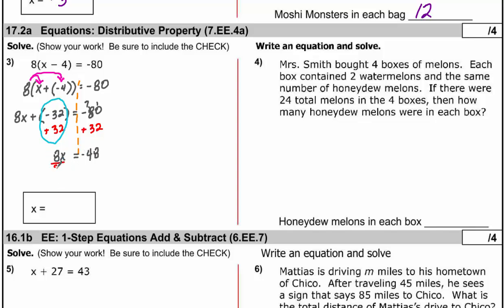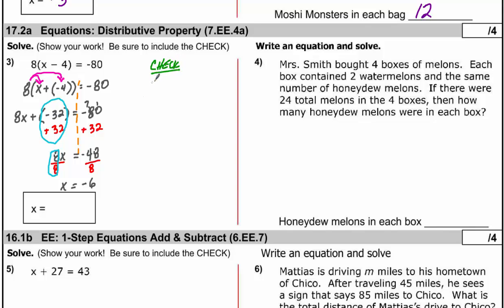My final step is going to be to divide by that coefficient, divide by that 8. There's my big 1. And that's going to leave me x on this side. 48 divided by 8 is negative 6. All right, let's see if negative 6 makes sense. So let's go ahead, do the check.